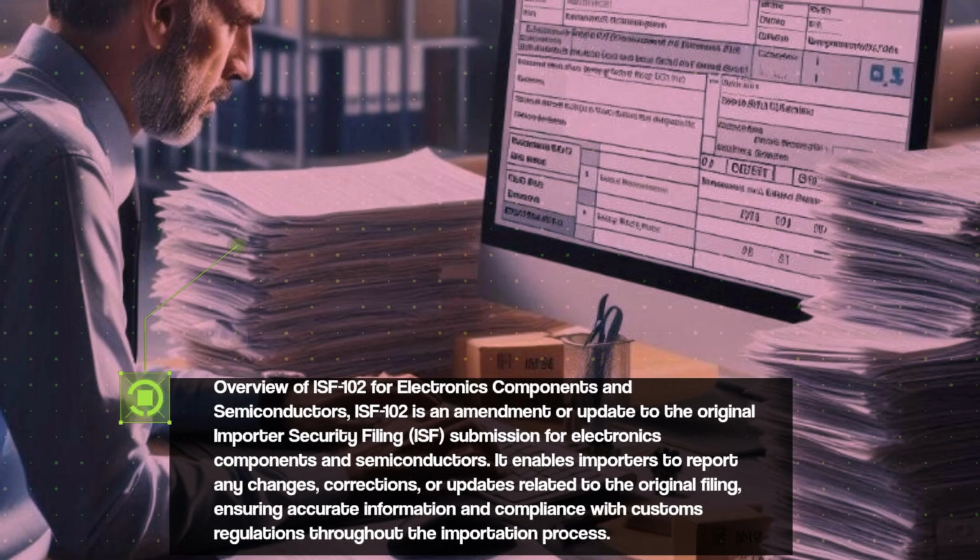Overview of ISF 102 for electronics components and semiconductors. ISF 102 is an amendment or update to the original Importer Security Filing (ISF) submission for electronics components and semiconductors. It enables importers to report any changes, corrections, or updates related to the original filing, ensuring accurate information and compliance with customs regulations throughout the importation process.